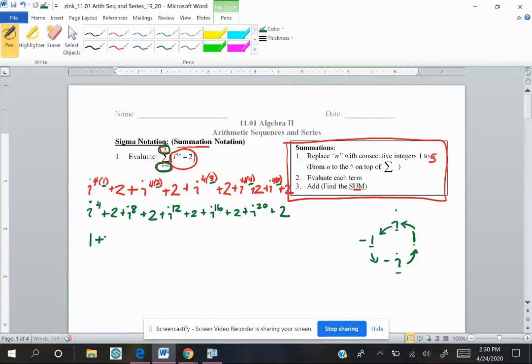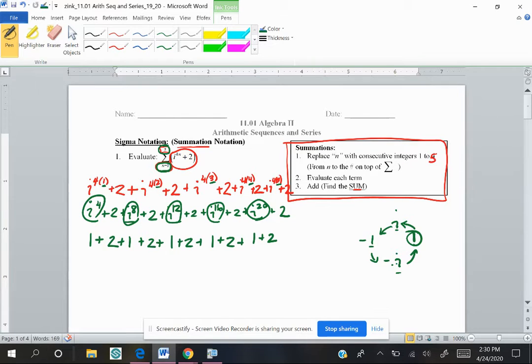So I have 1 plus 2. Then I do i to the 8th. Again, it's divisible by 4, so it's just going to be 1. Or if you count here, 1, 2, 3, 4, 5, 6, 7, 8, again gives you the 1. Plus our 2. i to the 12th, again, is going to give you 1. i to the 16th is 1. i to the 20th is 1. And again, you could type each of those into your calculator, and it would give you 1 as well.